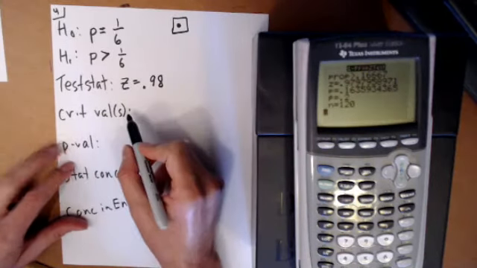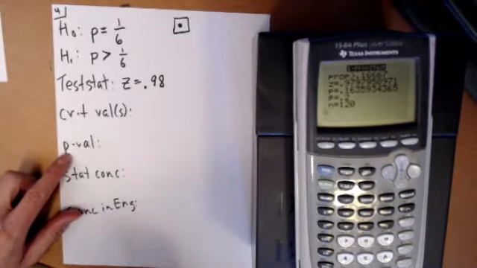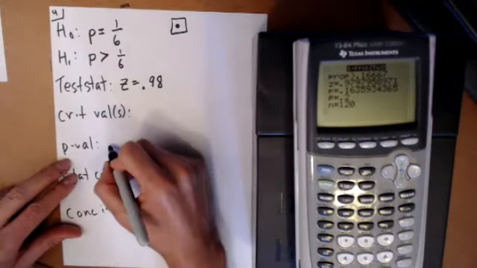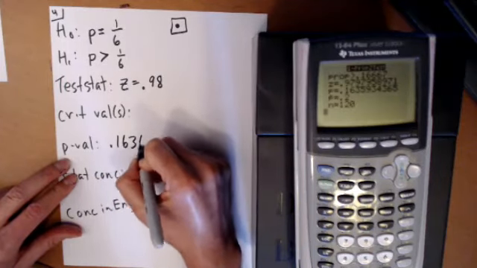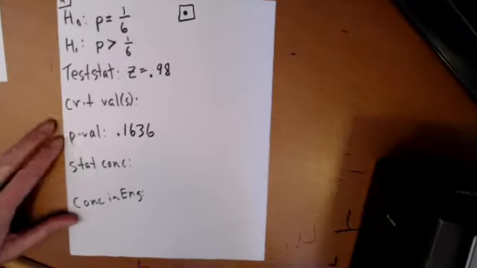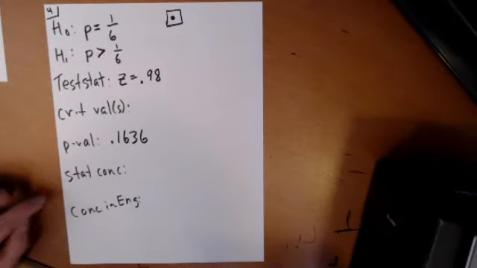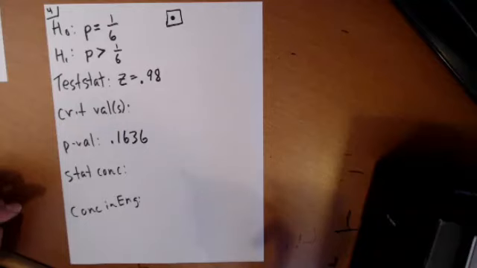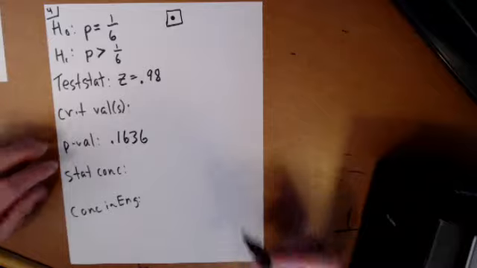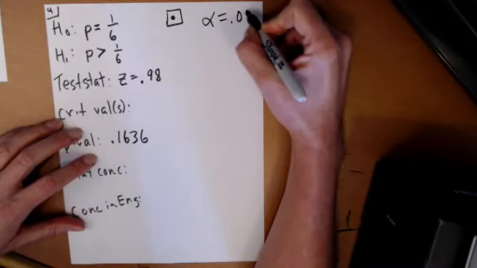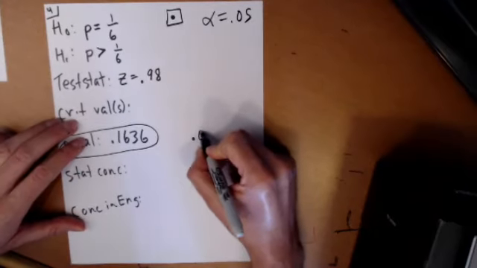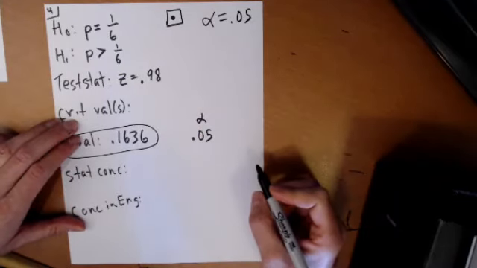Critical values, we'll do that later. P-val, the P is 0.16359, 0.1636. Okay. Move this over here. Let's see. My alpha, did they mention it? If they don't mention it, it's 0.05, but they do say alpha is 0.05, so alpha 0.05. So here's my p-value. If alpha is 0.05, how does that compare?